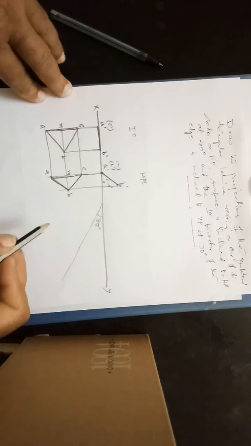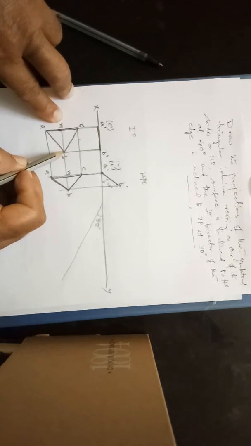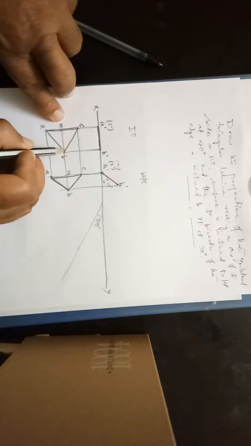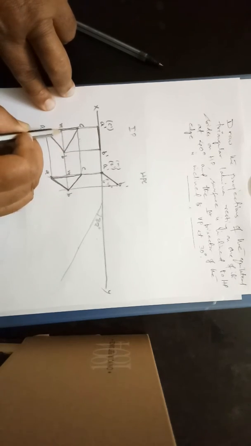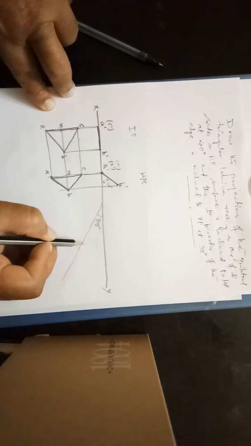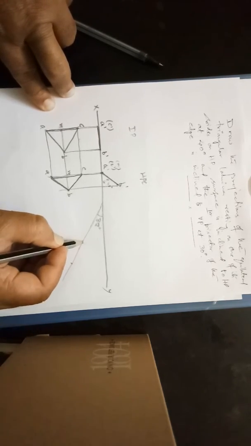Now because this is true inclination with VP, you have to take the true length of the perpendicular bisector. So MB is the true length of the perpendicular bisector. From this figure you take the true length of the perpendicular bisector, measure this and mark it on this line. So this is the true length of the perpendicular bisector and true inclination with VP.